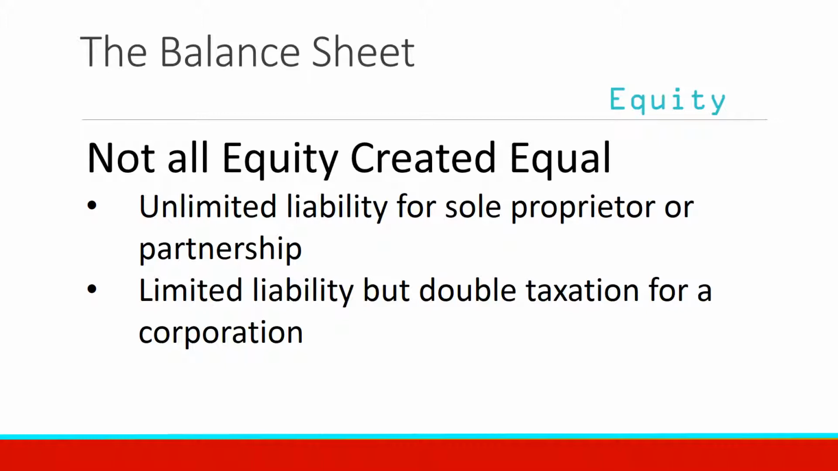As I have mentioned, not all equity is created equal. So sole proprietors and partnerships have unlimited liability, whereas a corporation has limited liability. In other words, the shareholders only will ever lose the amount they contributed and the retained earnings. But the corporation and the shareholders have a different burden, and that's double taxation. Both the corporation and the shareholders need to pay income taxes.